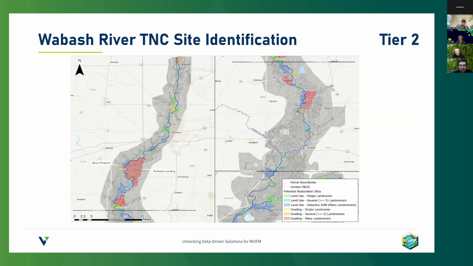So using TNC's prioritization scheme, we identified 106 high priority sites in the lower 250 miles of the river and broke them down into different categories based on general cost versus benefit. That cost is in basic terms of the ease of implementation, and the benefits being uplift potential per the prioritization scoring.